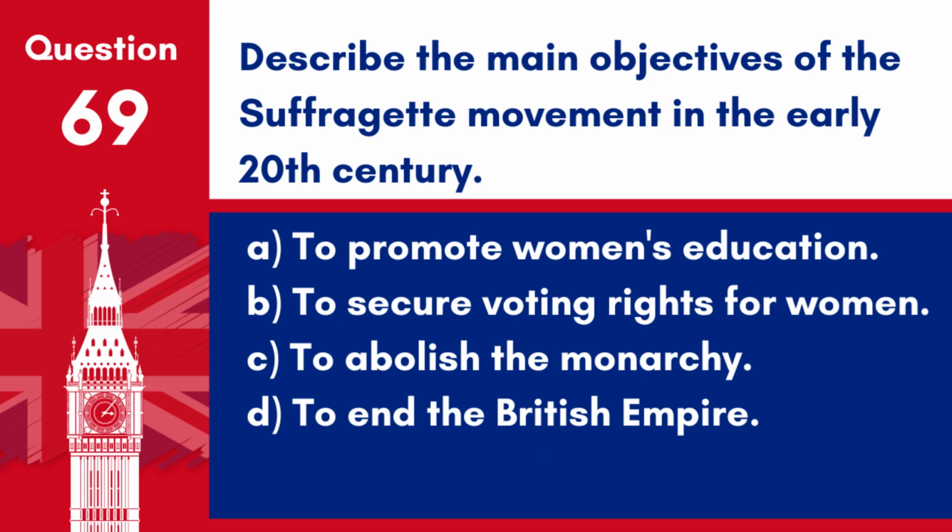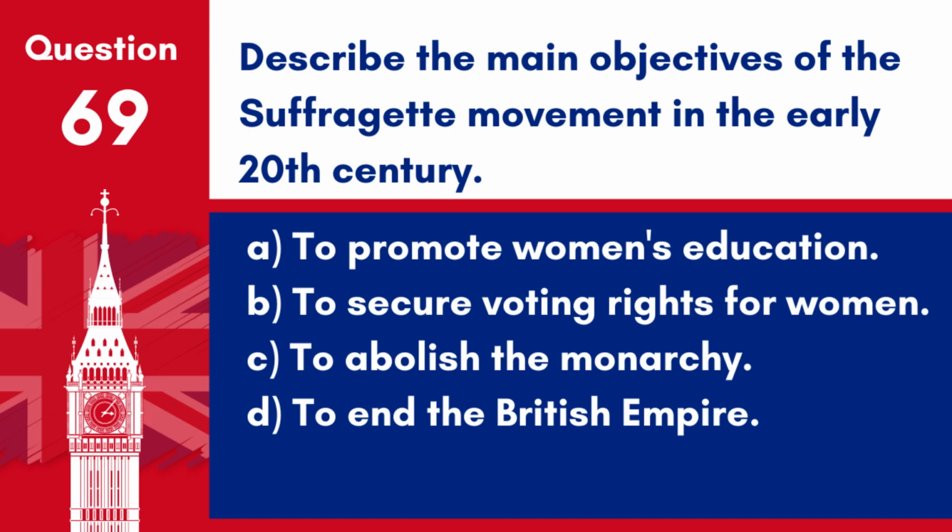Question 69. Describe the main objectives of the suffragette movement in the early 20th century. A. To promote women's education. B. To secure voting rights for women. C. To abolish the monarchy. D. To end the British Empire.